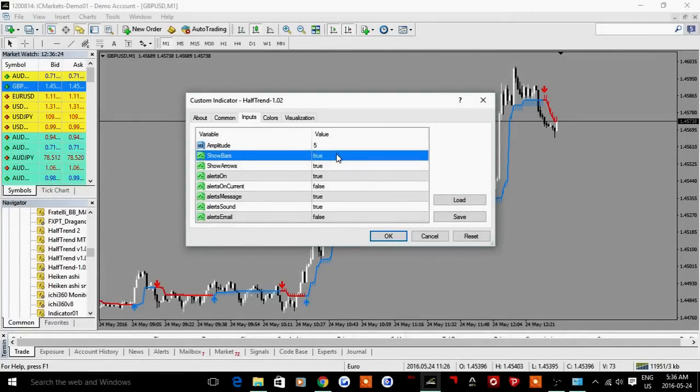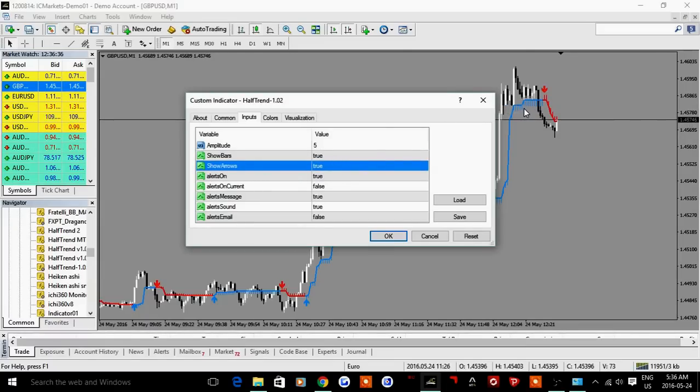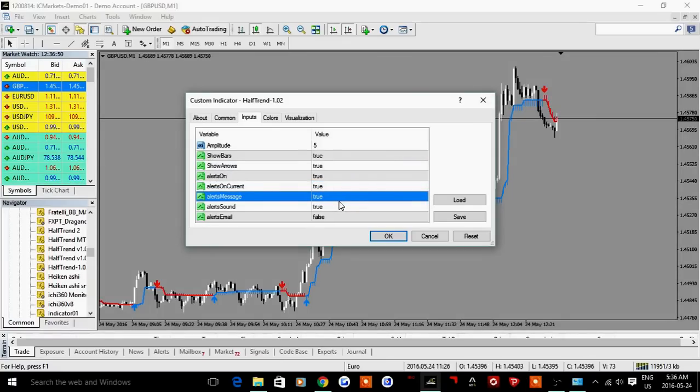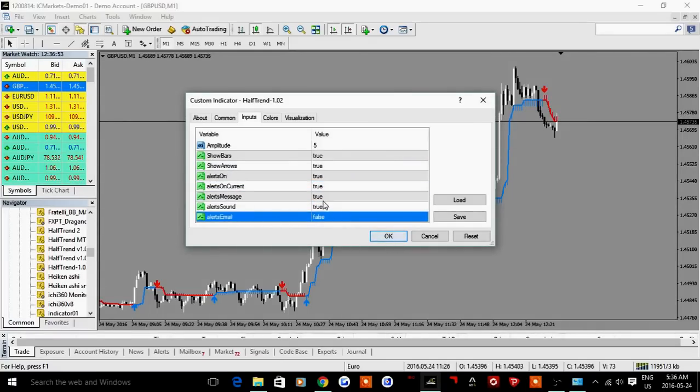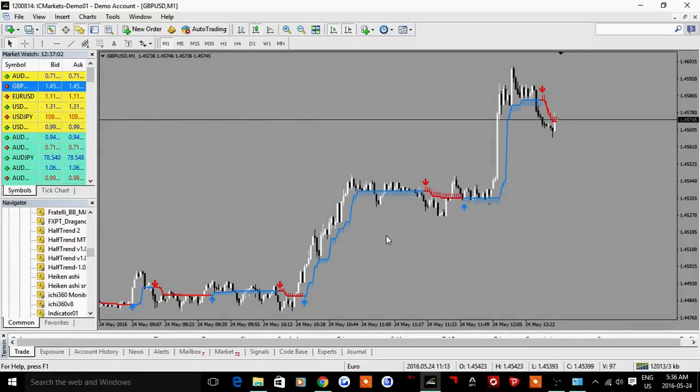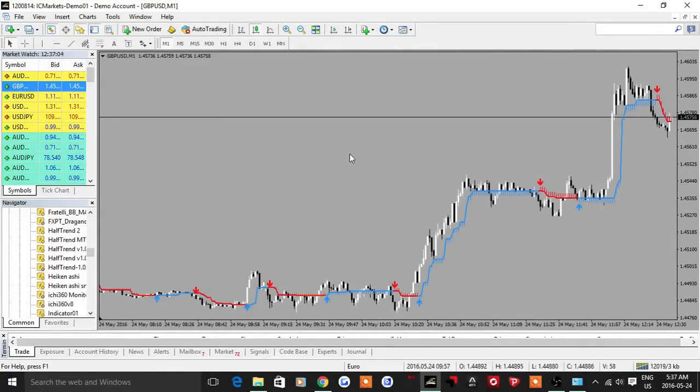We use amplitude 5 and show bars, which are these lines behind the Half Trend line. Show bars, yes, we want that. These bars basically will give you a better area for your stop loss if you set it behind those bars instead of using the line itself. Then show arrows true, alerts on, current true. Everything is true except the email alert. If you want, you can configure your email. You will have to go to options and all that, set the email alert to true and hit OK. So that's our first indicator.